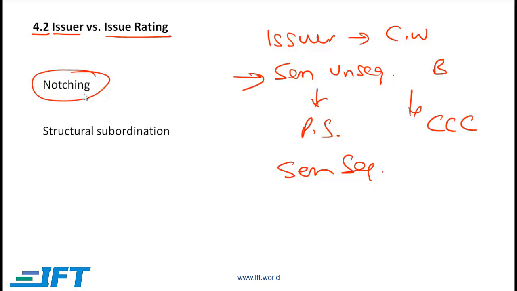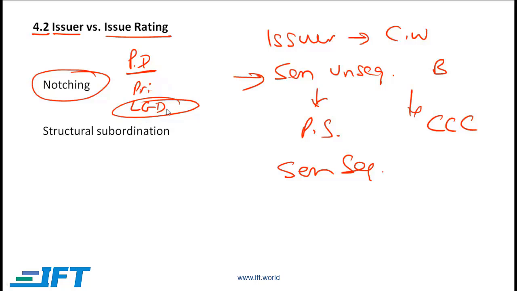So what are the factors that contribute to notching up and notching down? The obvious one is probability of default. So if the probability of default is less than senior unsecured, then we would notch up. Otherwise, we would notch downwards. The other factors that we consider are the priority of payments. So if there is a default, then who has priority of payments? And finally, loss given default. So if there is a default, then what is the loss going to be?